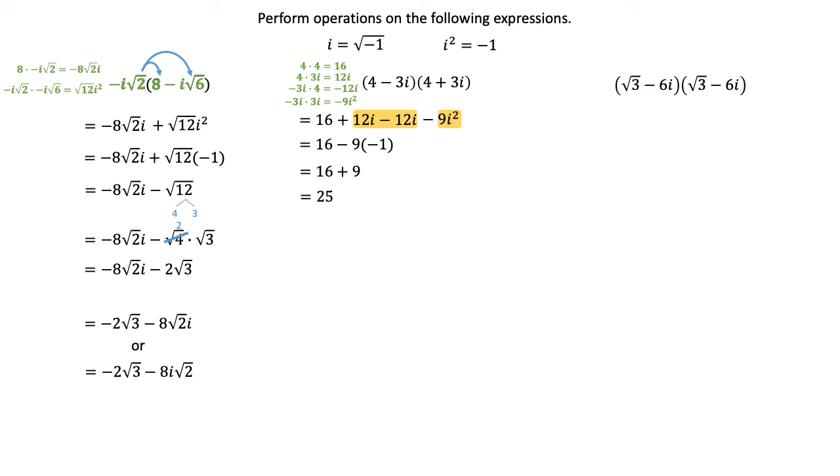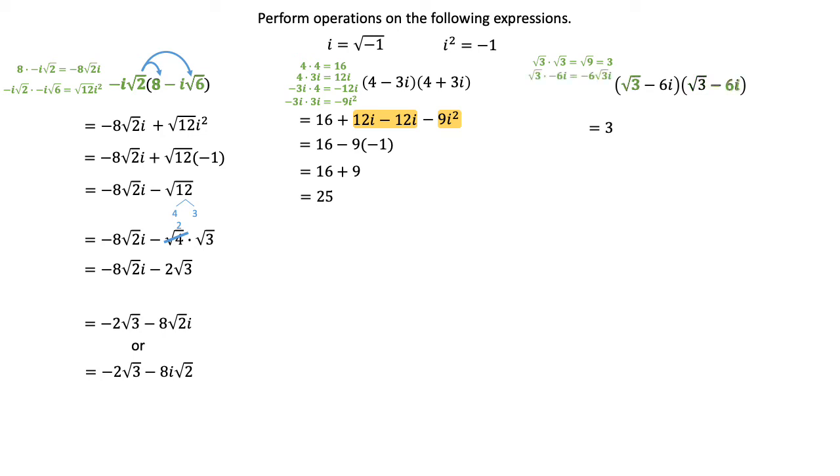The third example is also a FOIL example, and we're going to start with multiplying square root of 3 times square root of 3, which would be square root of 9, which is a perfect square, which is 3. You'll start to recognize these moving forward. Basically, square root of 3 times square root of 3 is 3.